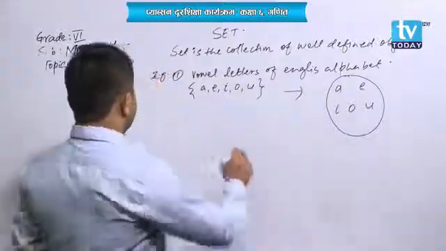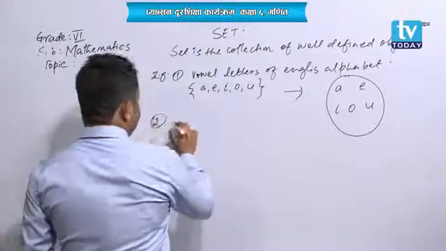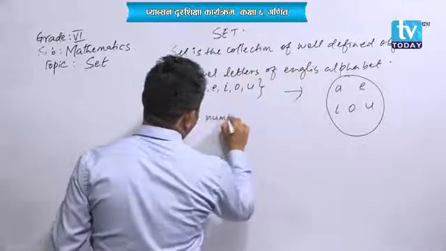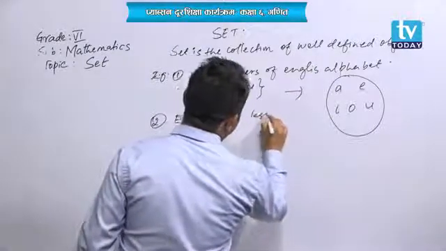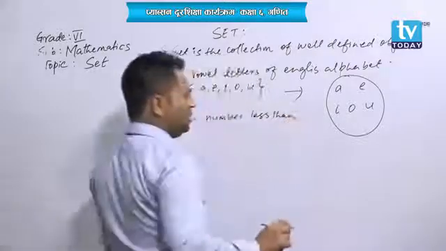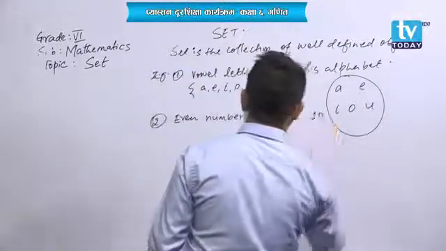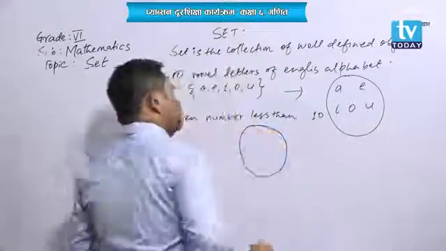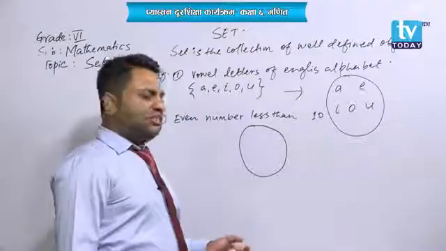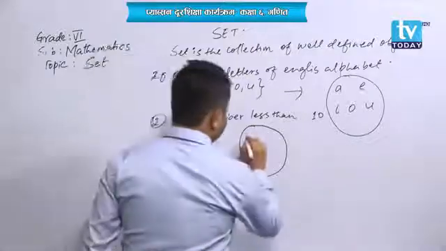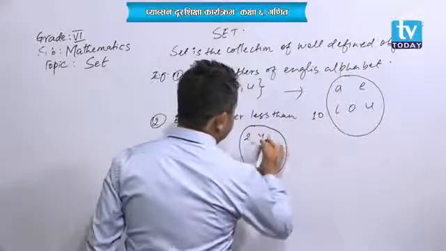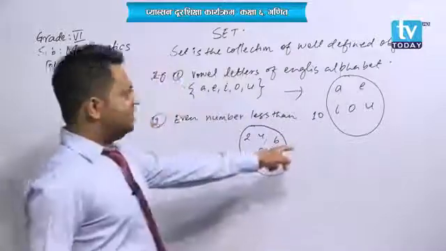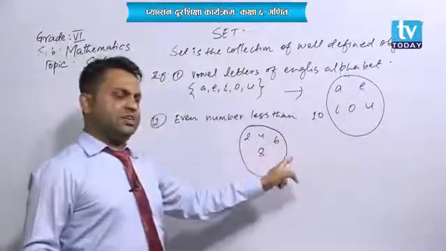Okay, so number 2 example you can write: even numbers less than 10. Even number means the number which is divisible by 2, that is 2, 4, 6, 8. Less than 10, so only 2, 4, 6 and 8.